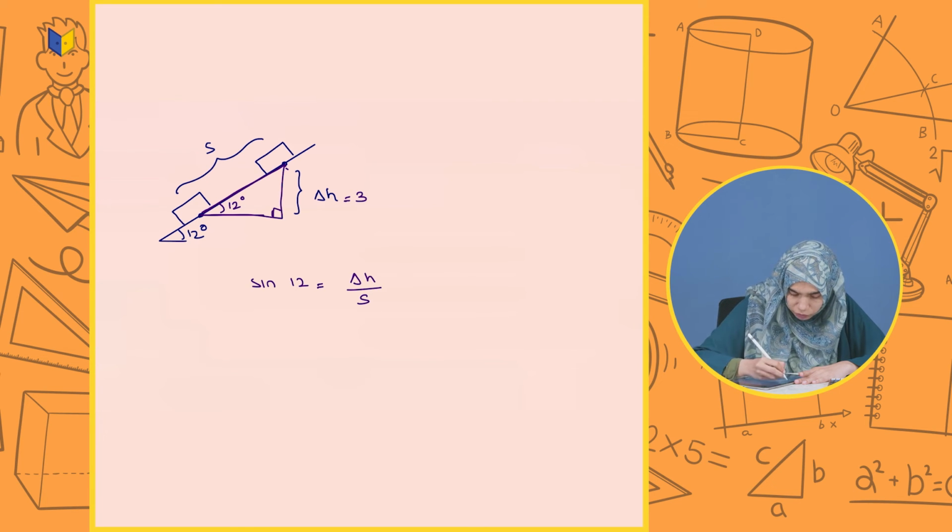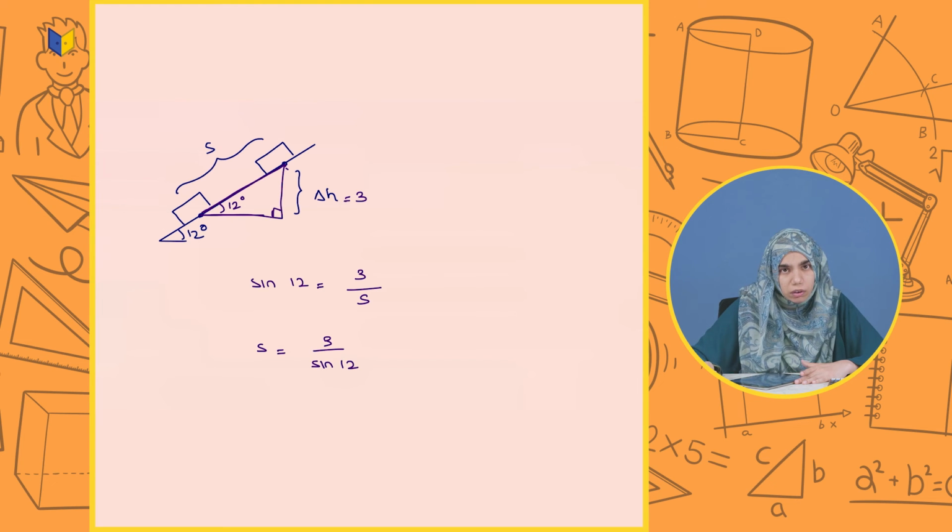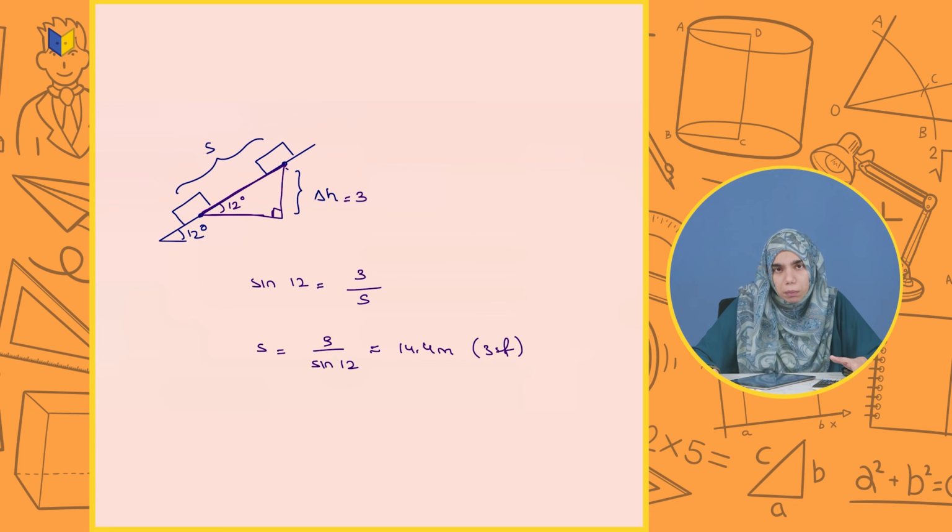Sine 12 we can find on the calculator. Change in height we have found to be 3. Therefore s, the displacement along the plane, is 3 upon sine 12. This is the answer. Just find this value on the calculator and state your answer correct to 3SF, which is 14.429 is what I'm getting. Correct to 3SF is going to be 14.4 meters. This is the distance traveled along the plane, or this is the number of units it has rolled down the plane.